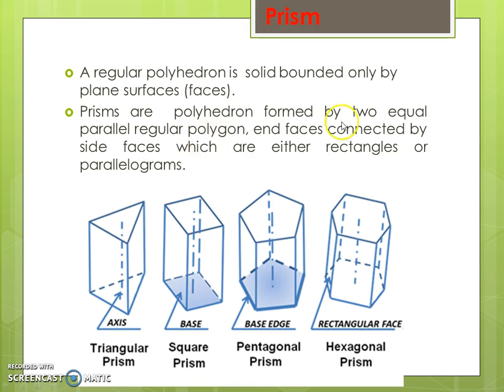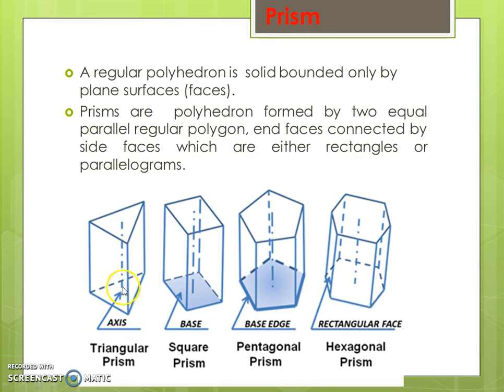A prism is a polyhedron formed by two equal parallel regular polygon end faces connected by side faces which are either rectangles or parallelograms. See here, there are four different types of prisms: triangular, square, pentagonal and hexagonal prism. The end faces, the bottom and top, are of the same polygon. Here, a bottom triangle and an upper triangle are connected by rectangular faces. So the end faces are triangles and the rectangular faces connect these two triangular faces. This forms a prism.